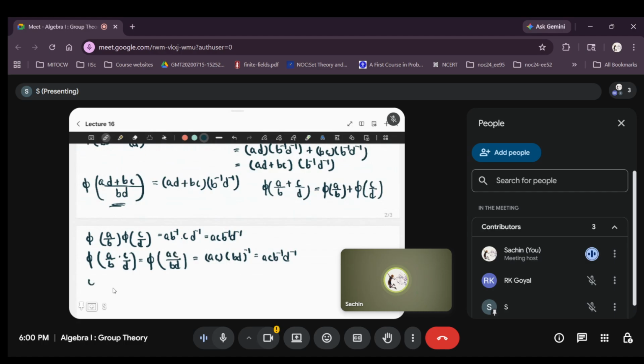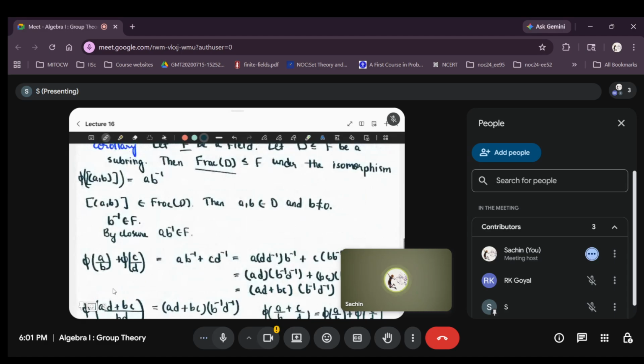Then lastly, phi of 1 by 1 is equal to 1 into 1 inverse, but 1 inverse is 1. So this is simply 1. So this phi is an isomorphism between Frac D and some subfield of F.